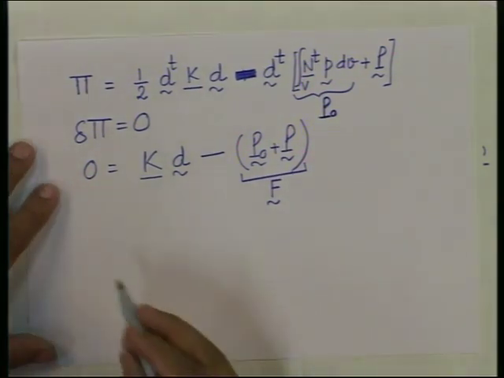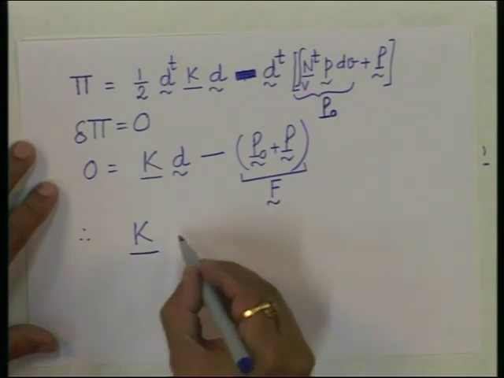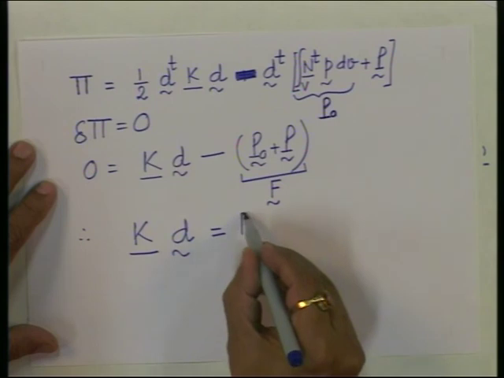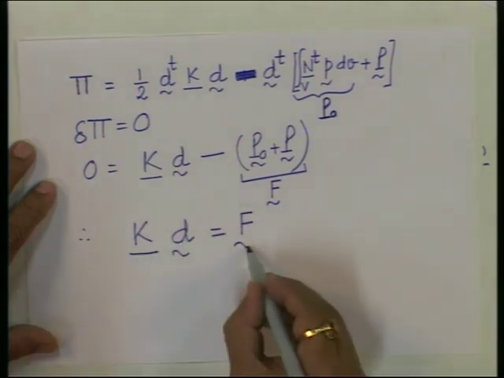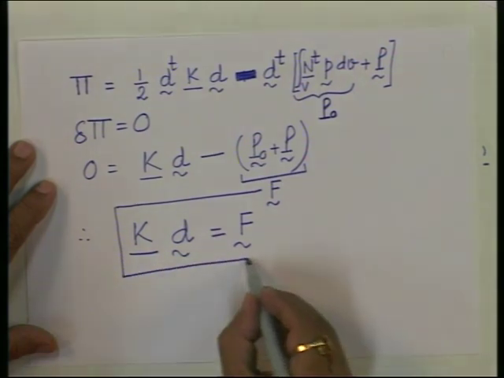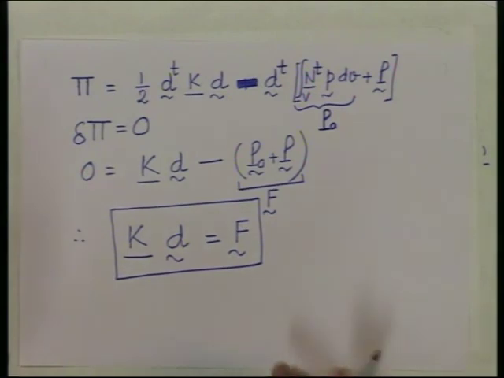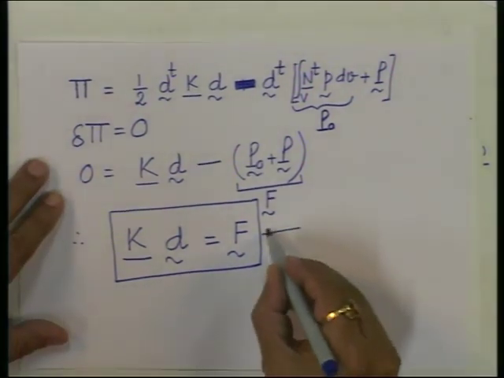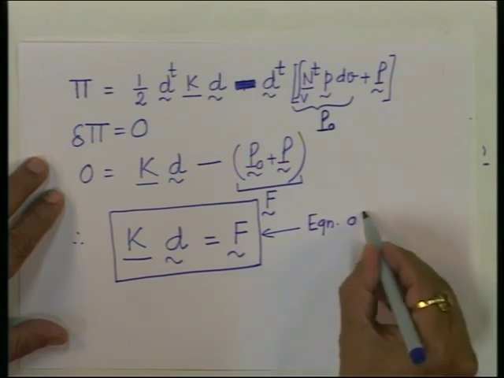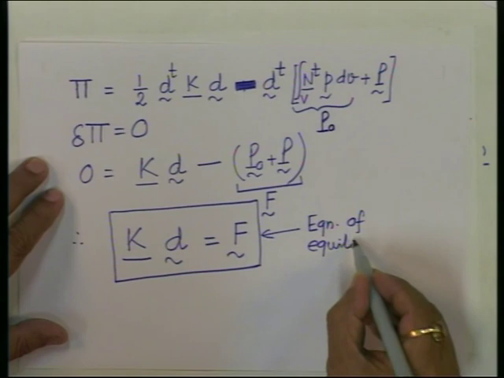And therefore, you get my discrete equation, the famous equation: stiffness times displacement is equal to the external force acting on the body. This is the equation of equilibrium.